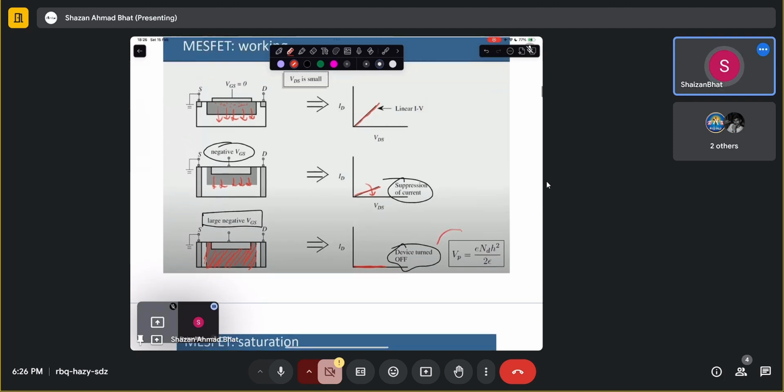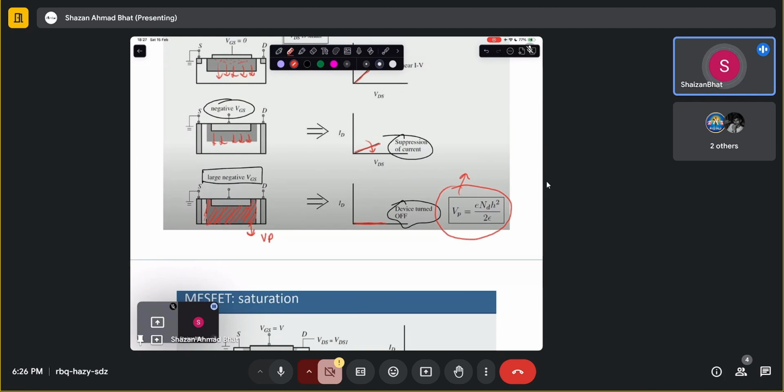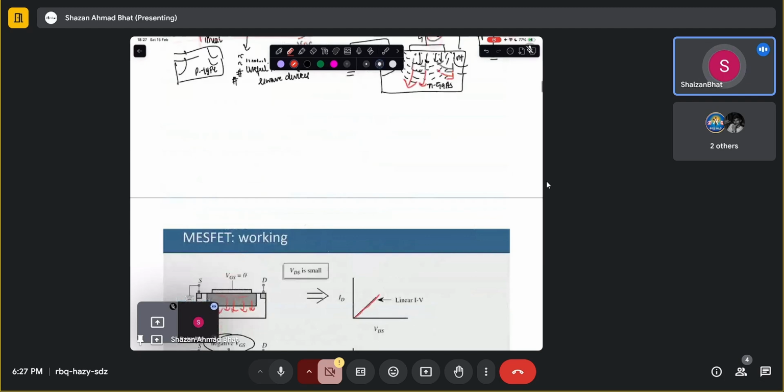And you have something called the pinch off voltage. Pinch off voltage is the voltage at which the entire region is covered with the depletion region. So if VGS equals the pinch off voltage, then the entire region gets depleted. This is not the pinch off voltage that you have studied in MOSFETs.